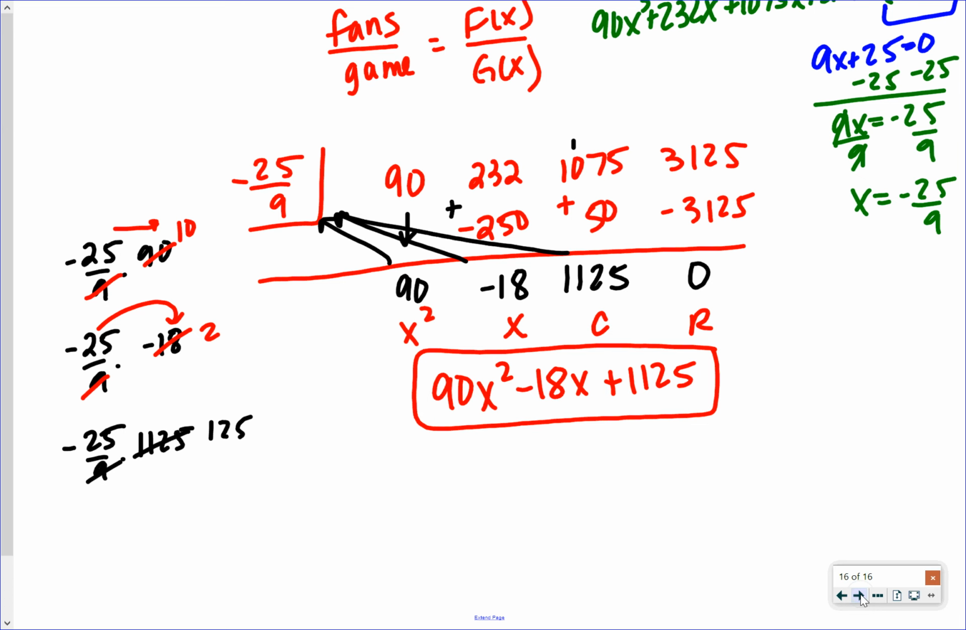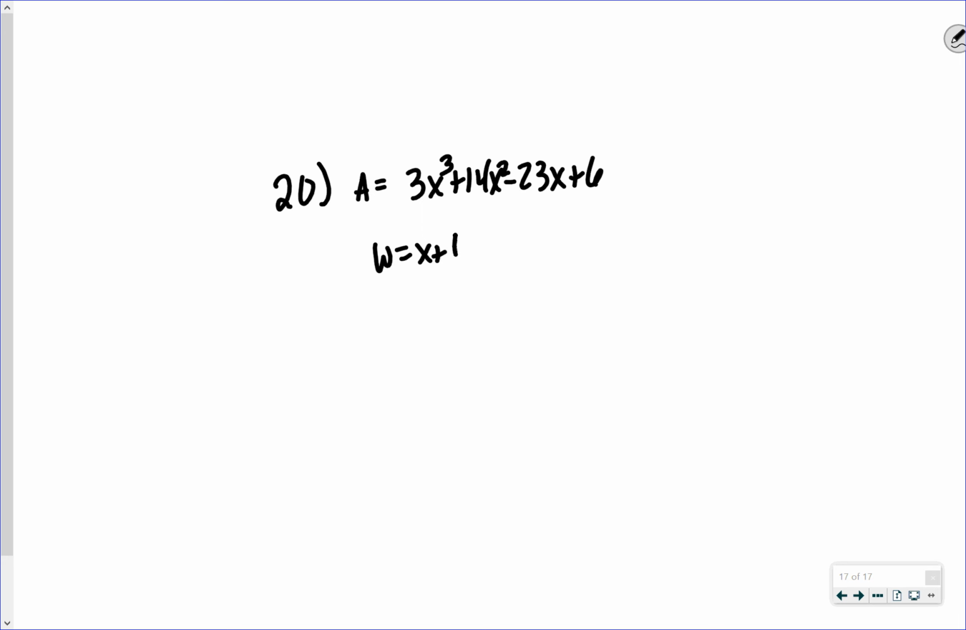Number 20. 20 says the area of a rectangle is 3x cubed plus 14x squared minus 23x plus 6. The width is x plus 6. What is the length? Well, first of all, area of a rectangle is width times length, width times height, base times height, whatever you want to call it.